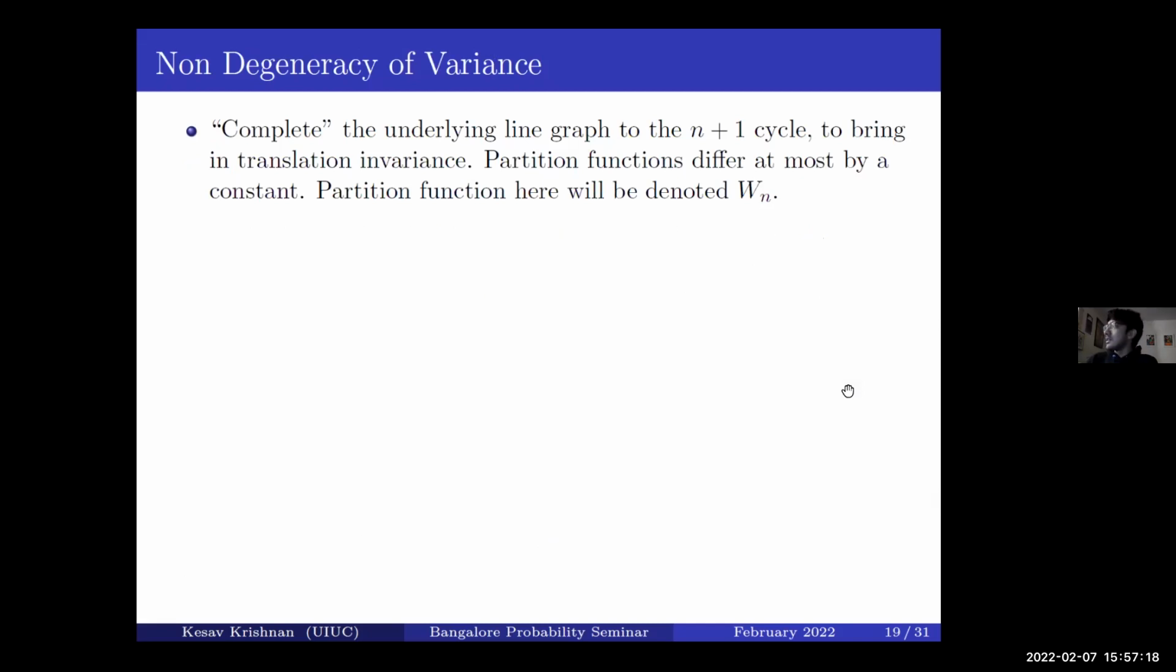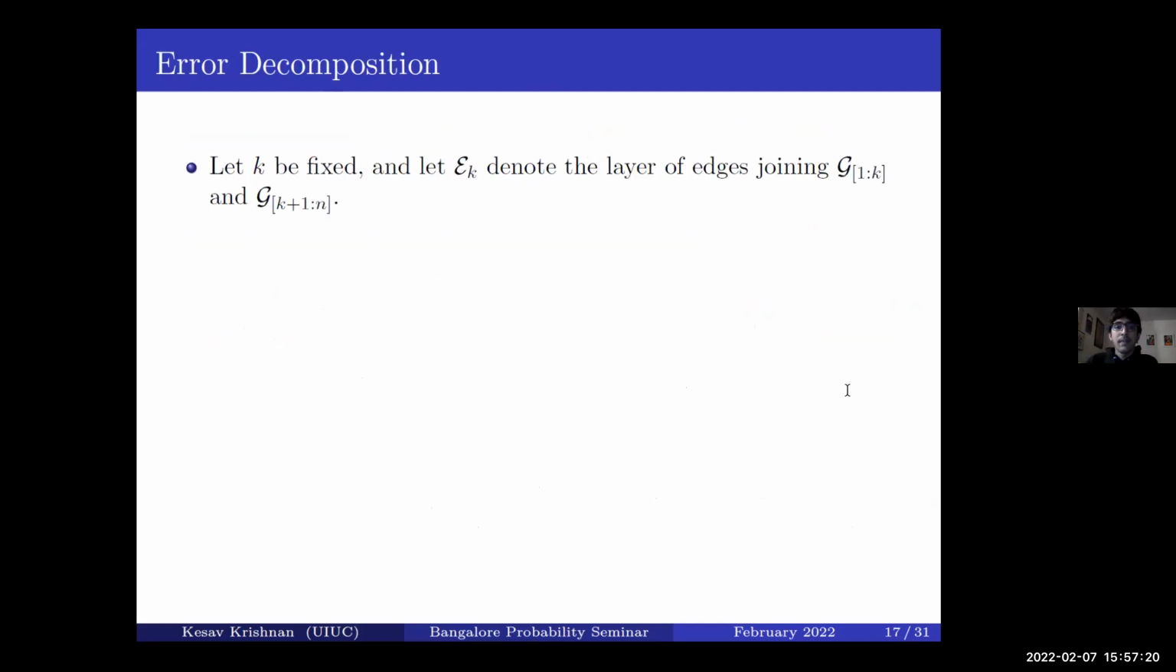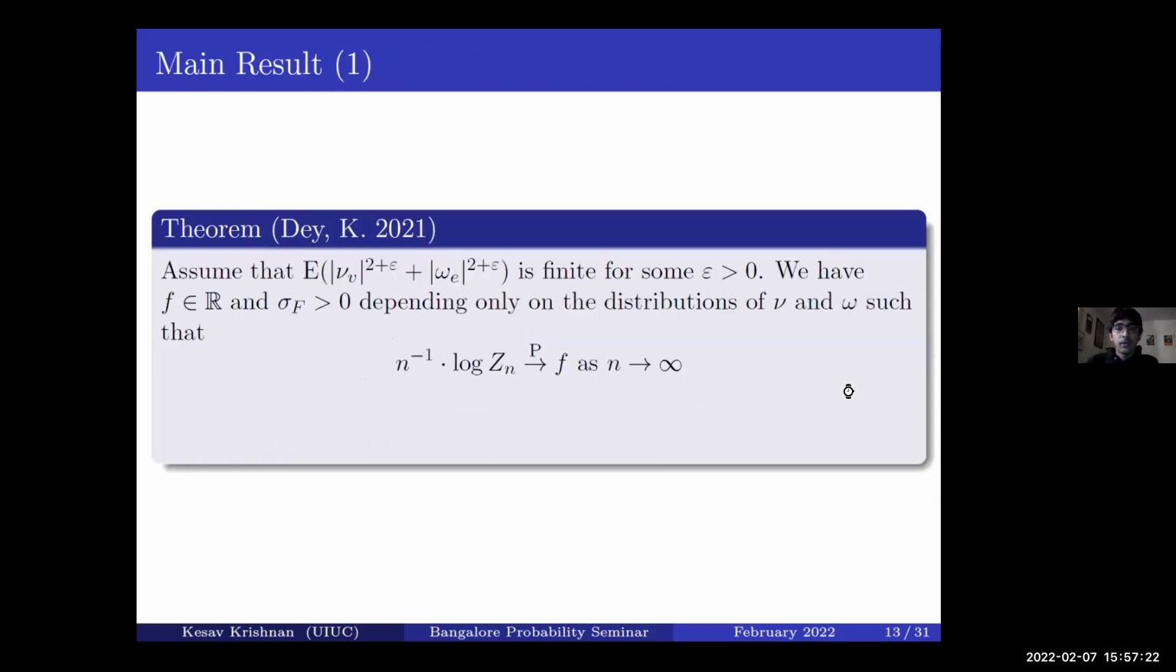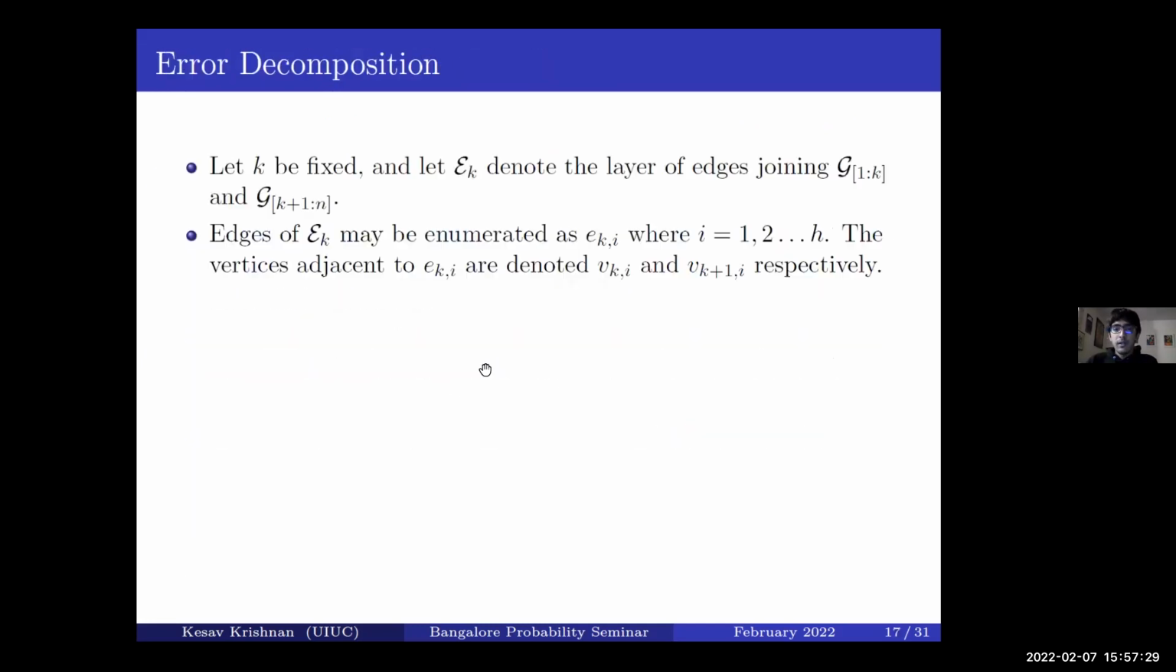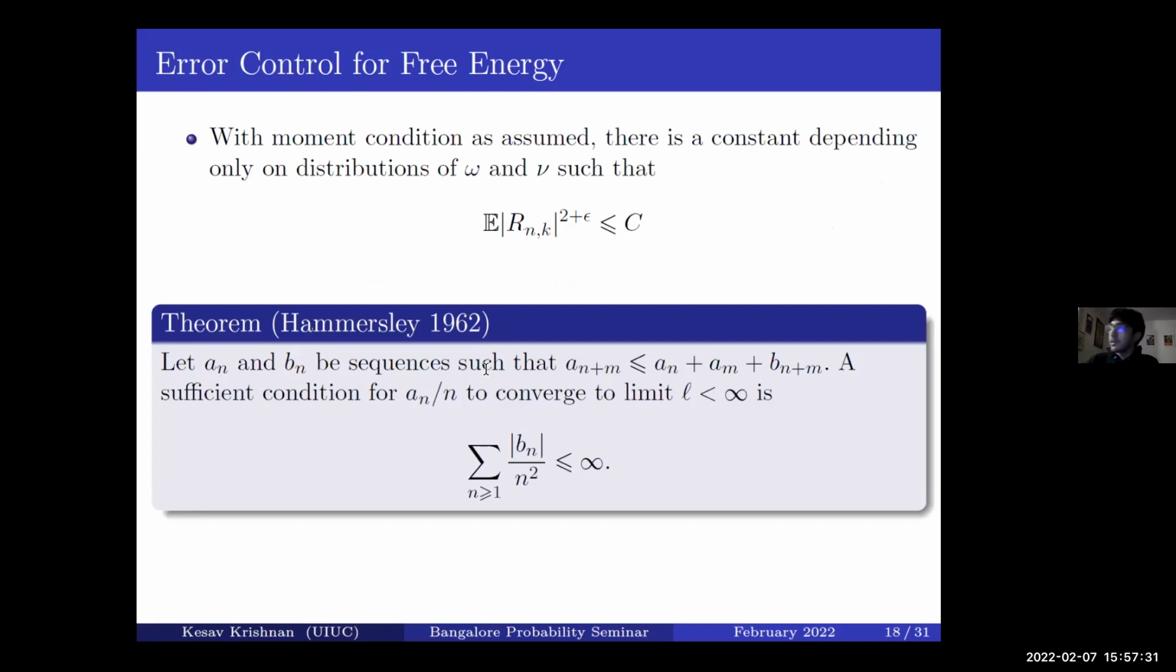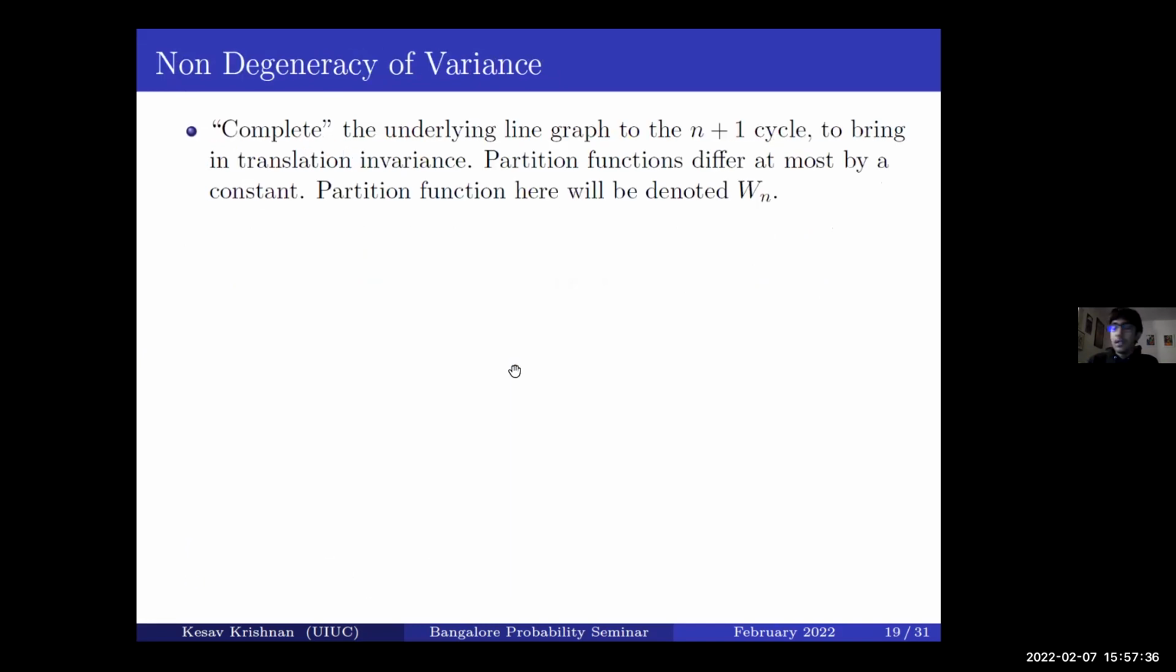So if you recall, in my main theorem I talked about the fact that the limiting variance is non-degenerate. So you have sigma_F strictly greater than 0. And that's something you really require to establish the central limit theorem as well. The way we prove that is by completing the underlying line graph into a cycle. The reason you want to do that is because then that brings in translation invariance based on the shifts along the cycle.